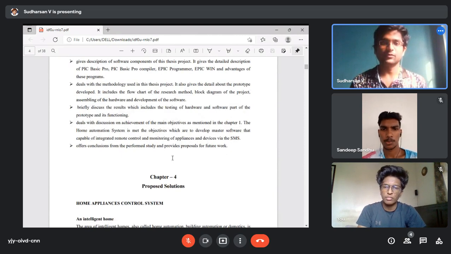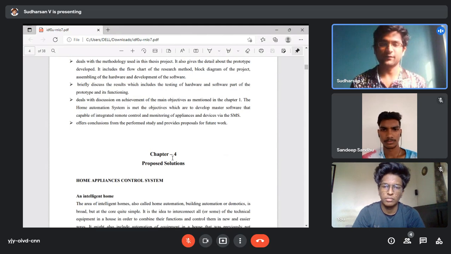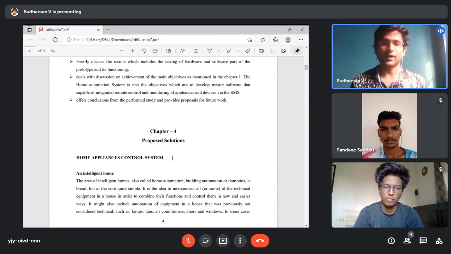It includes the flowchart of the research methods, block diagrams of the project, assembling of the hardware, and development of the system. Chapter 8 briefly discusses the results, which include the testing of hardware and software part of the prototype and its functioning. Chapter 9 deals with discussion on achievement of the main objectives as mentioned in Chapter 1. The home automation system met the objectives, which are to develop master software capable of integrated remote control and monitoring of appliances and devices via SMS. Chapter 10 offers conclusion from the performed study and provides proposals for future work.